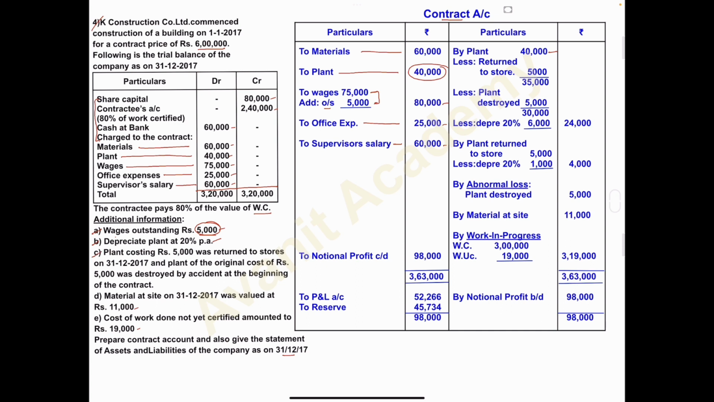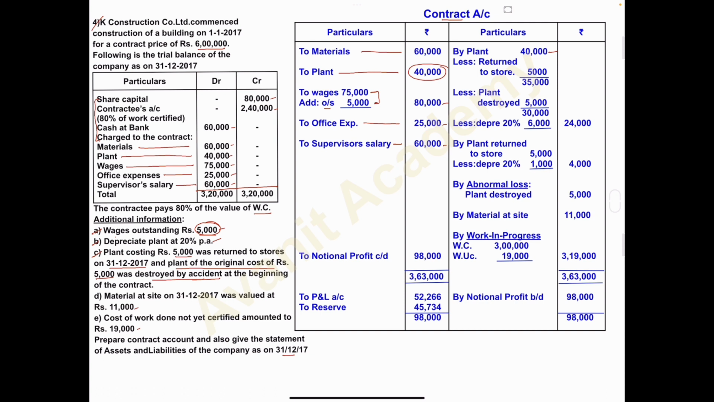Read out this C point. Plant costing rupees 5,000 was returned to store on 31st December 2017. Okay, so plant costing rupees 5,000 was returned to store. So this one we will deduct from the original value of the plant. And plant of the original cost rupees 5,000 was destroyed by accident. Okay, so the plant costing rupees 5,000 was destroyed by accident. So it is a loss to the company.